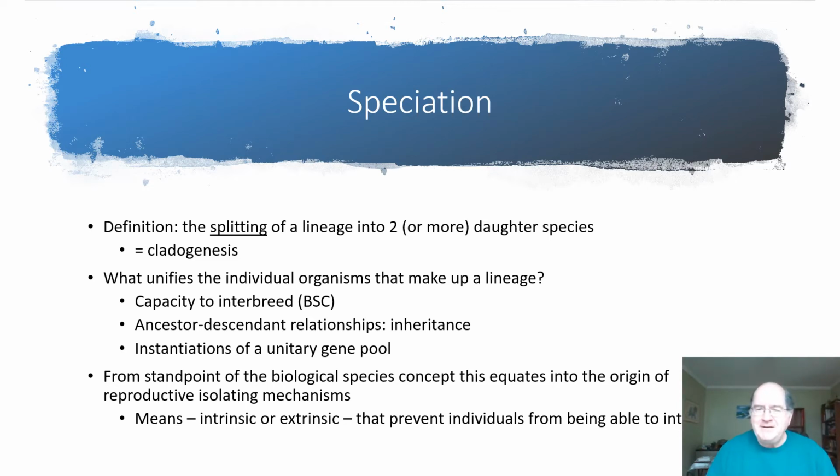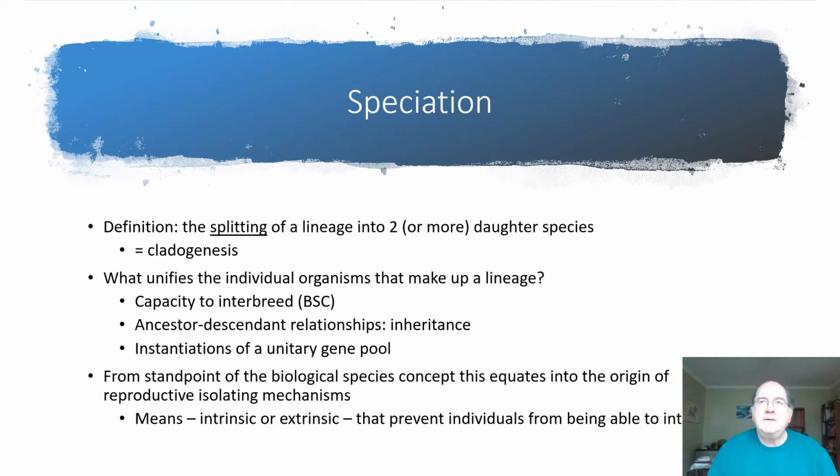So this process of splitting of lineages, in contrast to anagenesis, which is the process of change accumulating within a lineage, the process of splitting lineages is referred to as cladogenesis, with the root word clad referring to branches. So the branching of a lineage.